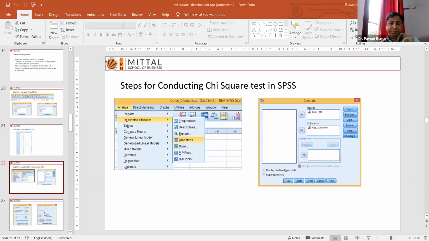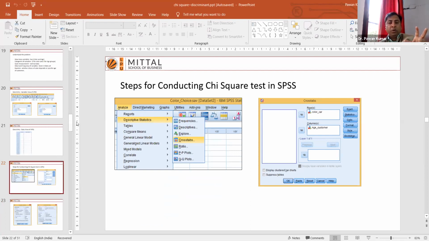So, what are the steps? The steps for conducting the chi-square test in SPSS. I think these small screenshots will be very meaningful when you actually practice. These snapshots will help you. Are you on the same screen?